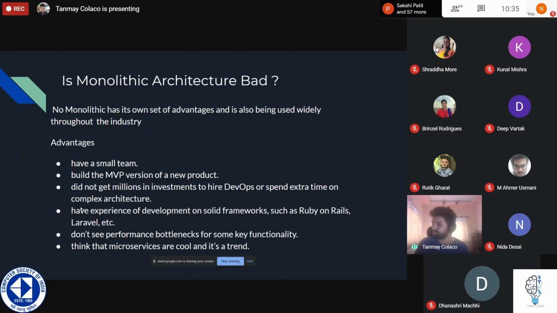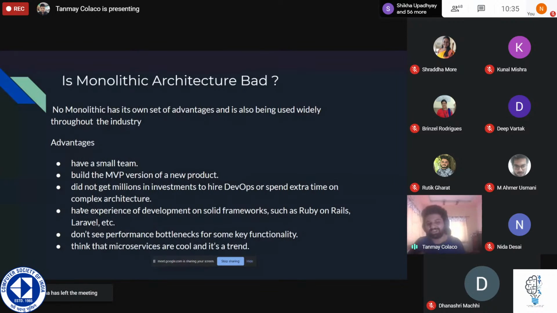The requirement that you are working on is more suitable maybe for a monolith. That's why your company is working on a monolith. So that doesn't make your friend a better developer than you, or a good tech company, because they are doing microservices and you're doing monolith. That is not the case.